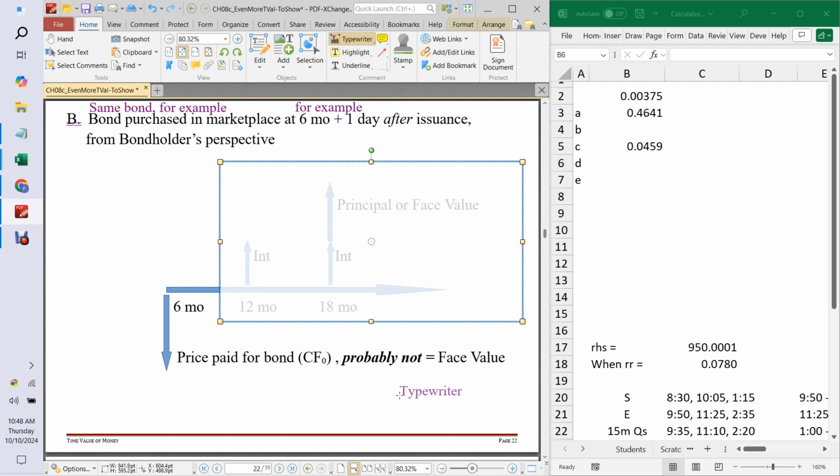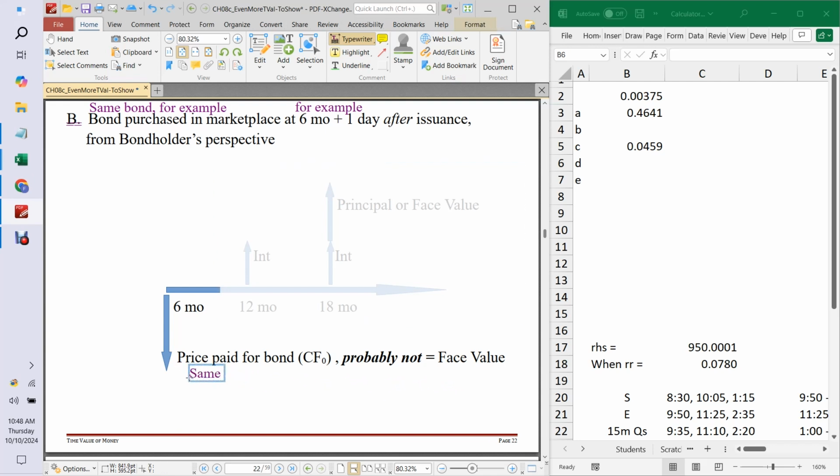And it's probably not going to be the face value, right? So remember we saw with the HCP example, the face value of those bonds, the principal was $100 a bond, and in the marketplace, the price had changed, and I think we paid $92 a bond, something like that.